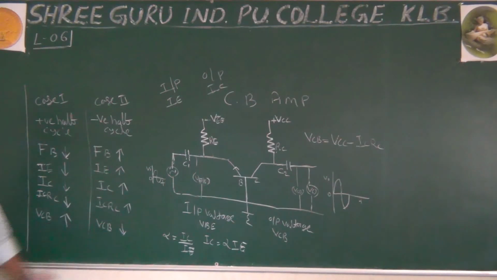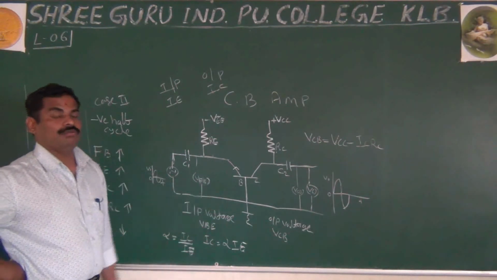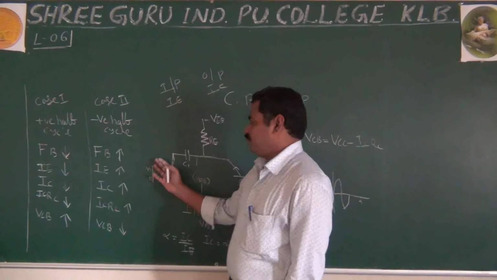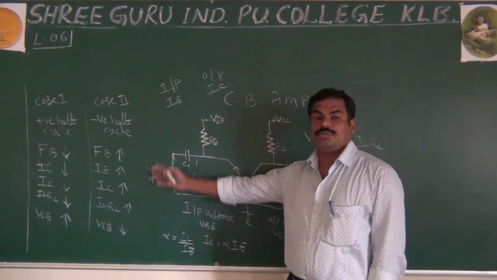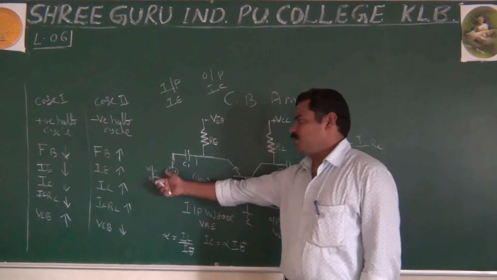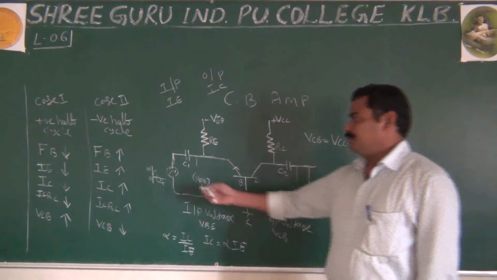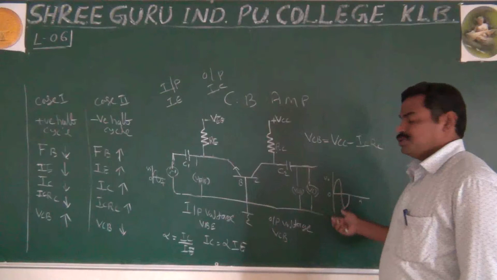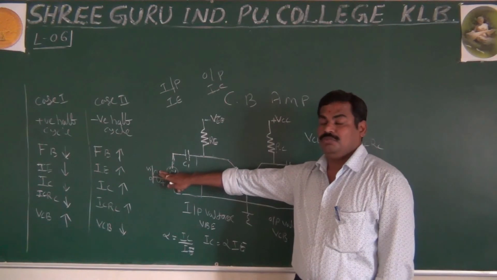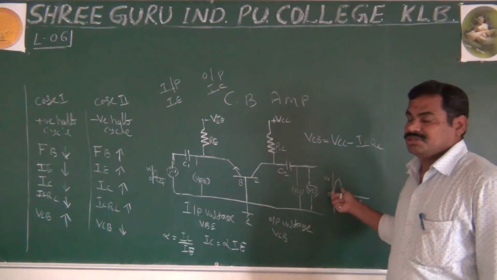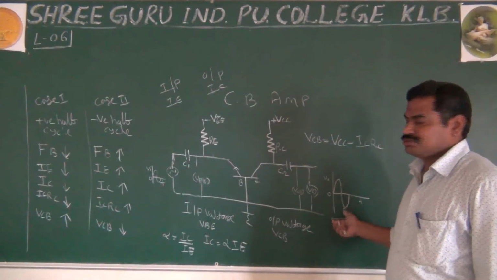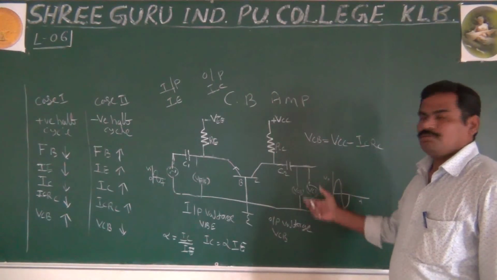It means, overall, the important thing about the common base amplifier is that the input and output are in the same phase. If your input is a positive half cycle, a positive going signal, you get the output also as a positive going signal. If your input is a negative going signal, the output is also a negative going signal. Or, another simple way: in the positive half cycle the input voltage increases, and in the same way the output voltage also increases. In the negative half cycle, the input voltage decreases, and in the same way the output voltage also decreases. This is nothing but the importance of your common base amplifier.